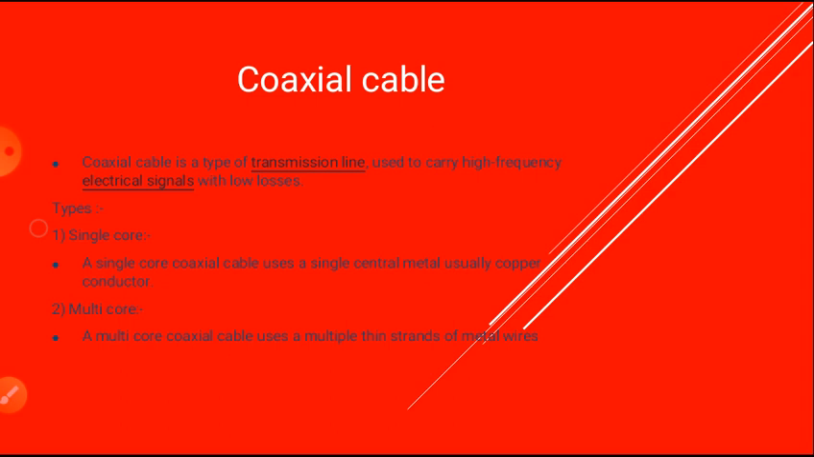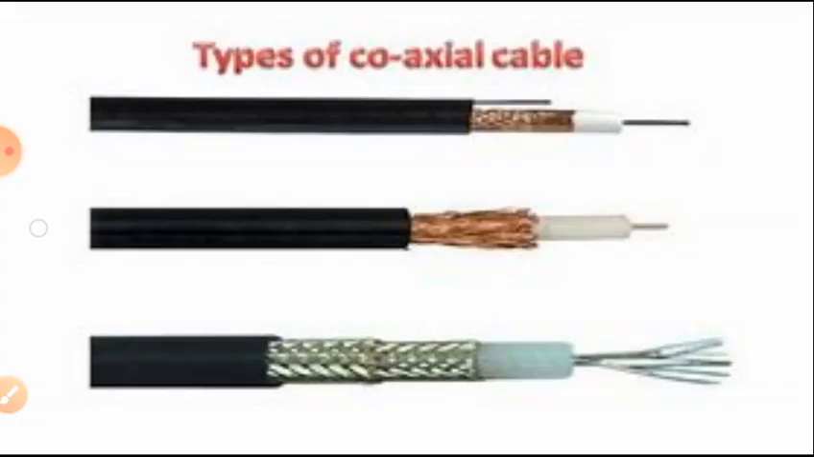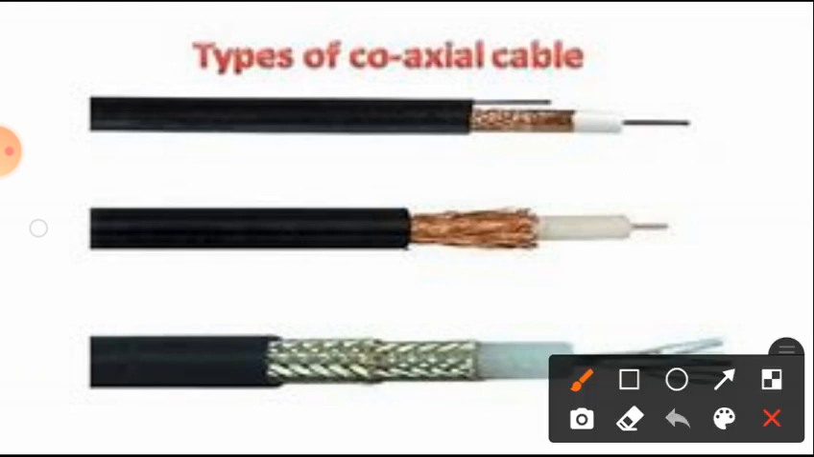A single core coaxial cable uses a single central metal, usually copper conductor, and a multi-core coaxial cable uses multiple thin strands of metal wires. This is the diagram of coaxial cable, types of coaxial cable, single core and multi-core also. This is the single core, first one and the second one is the single core and this is the multi-core.